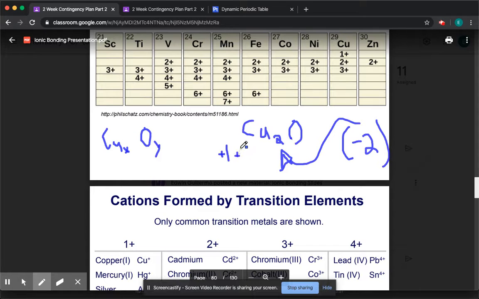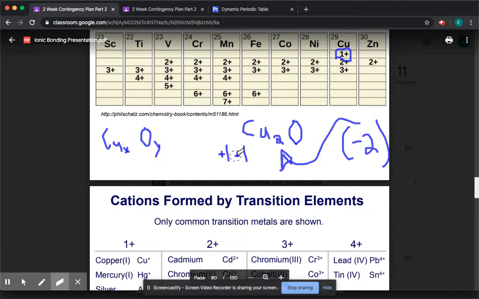So we have 2 plus 1s. 1 plus 1 is 2. 2 minus 2 is 0. The charges cancel, and you end up with a happy compound. Okay? So the charge on this version is going to be plus 1. So this is the charge on the copper. The charge on the copper is plus 1.